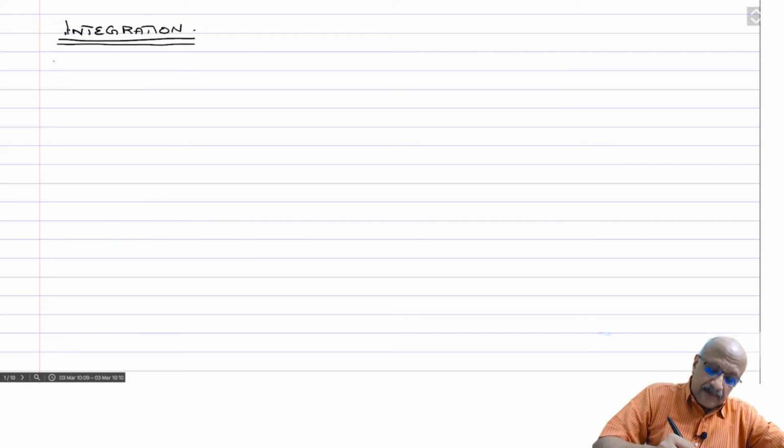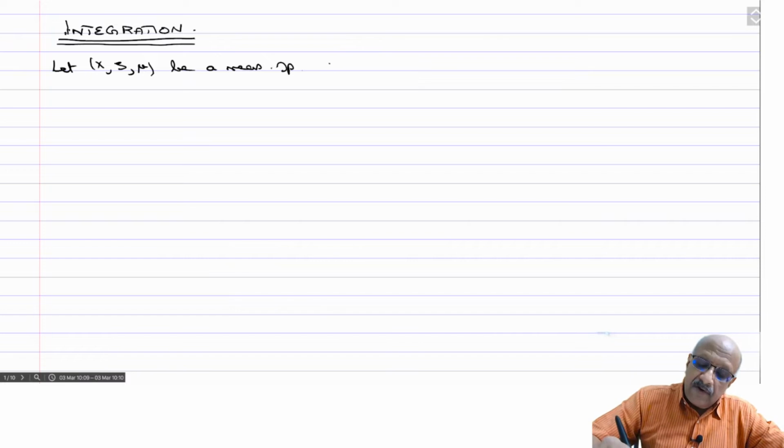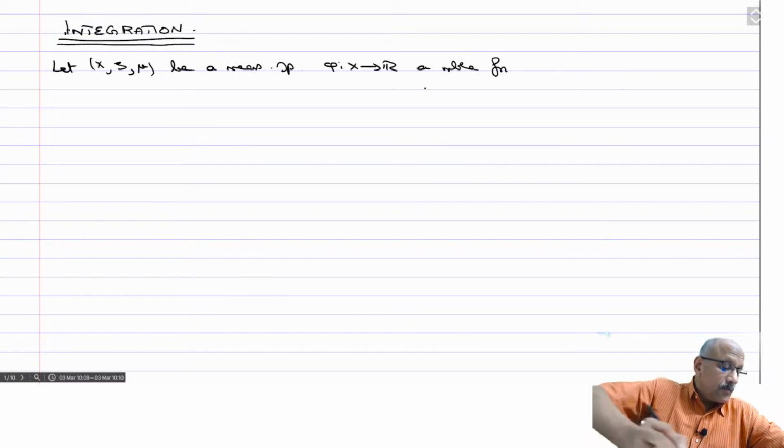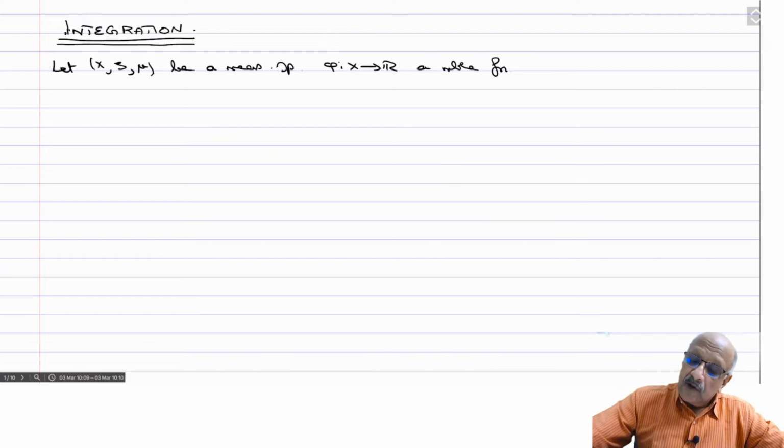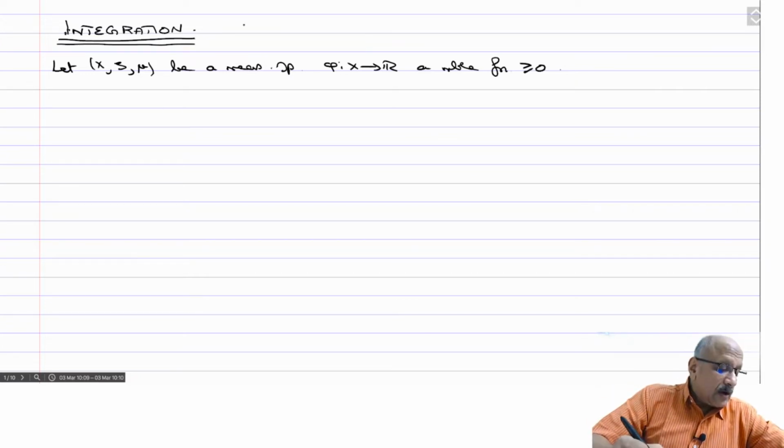Okay, so let (X, S, mu) be a measure space and phi from X to R a measurable function which is non-negative. First we will look at non-negative simple functions.